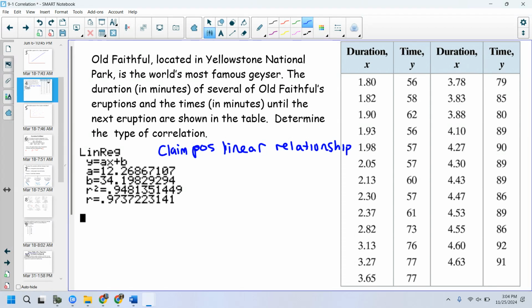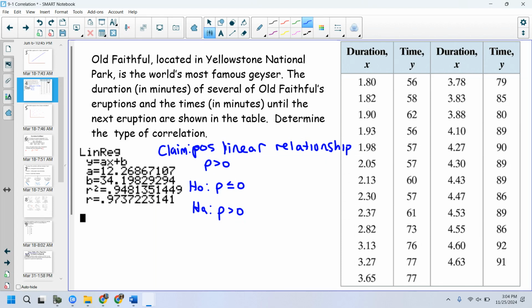Right? So what does that mean? That means that rho is greater than 0. Now, if that's my claim, that means my null is rho is less than or equal to 0. So my alternative, which can be proven here, is rho greater than 0.